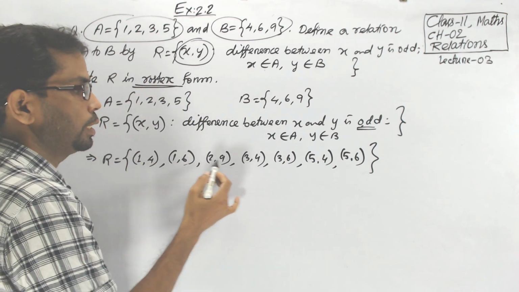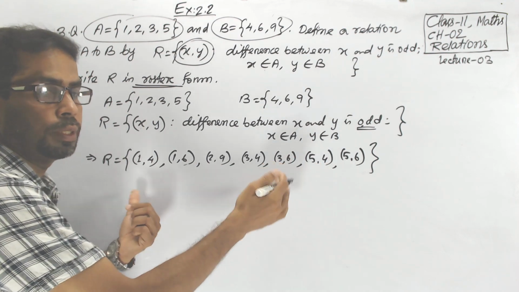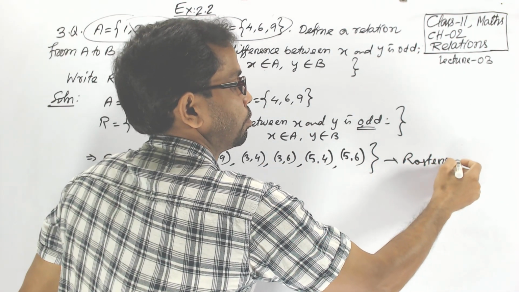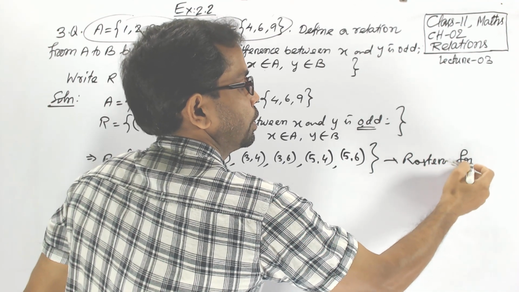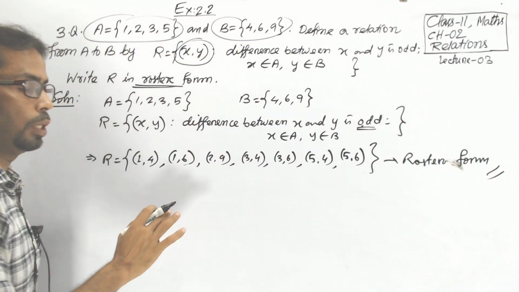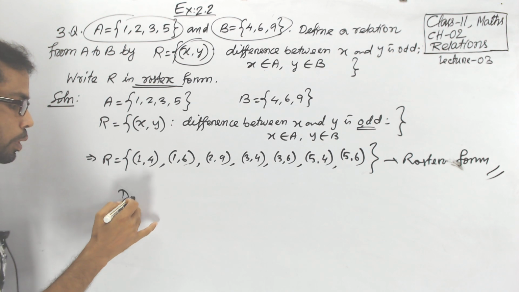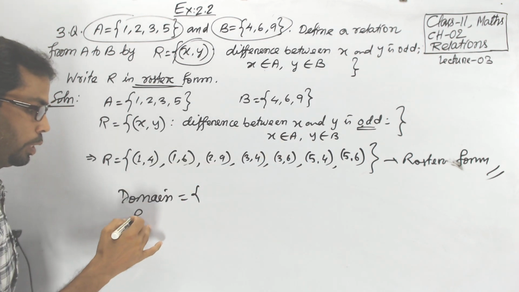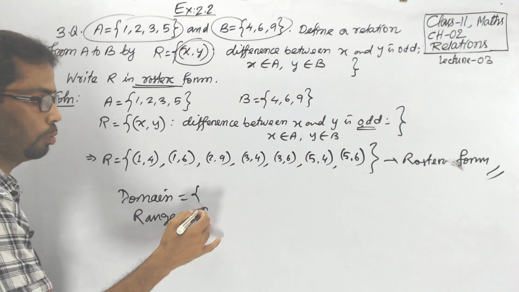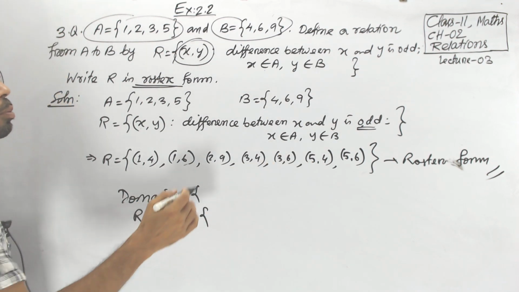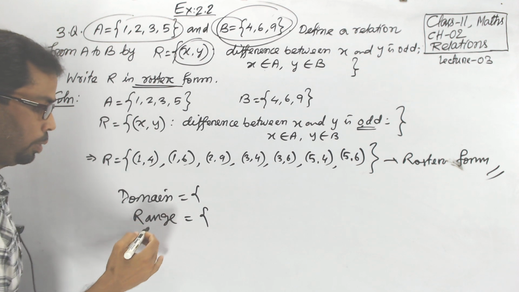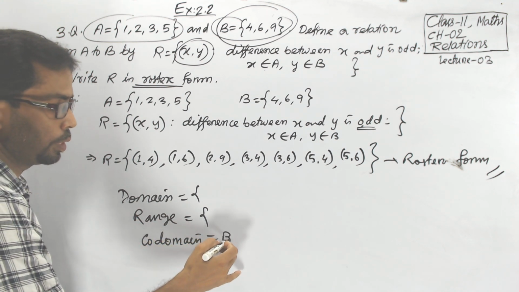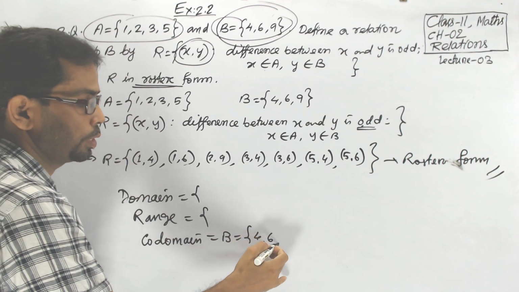This way of writing, listing the elements in second brackets, is called roster form. So this is the complete solution for the question. Now if you want to write the domain, domain is the set of all the first coordinates, first components. You can write the range: range is the set of all the second components, and codomain is the second set. In this case, codomain will be the set B, which is 4, 6 and 9.